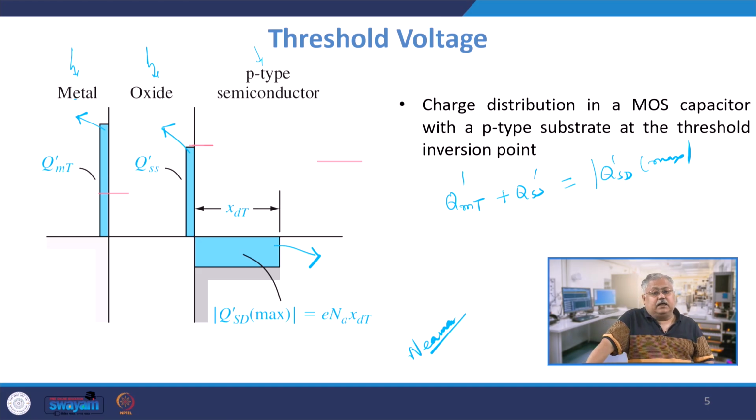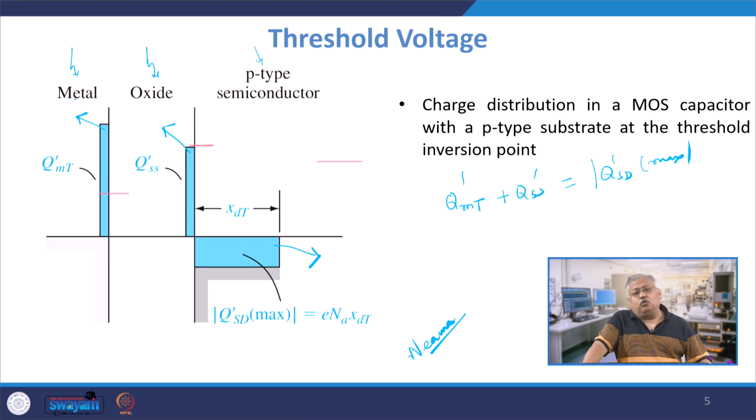Na is basically the charge density, and therefore if you multiply that with XDT, the distance, and the q value, you get the charge, because N is a number, multiplied with q, 1.6 times 10 to the power minus 19, and you get the charge. Now they have to be always equated.